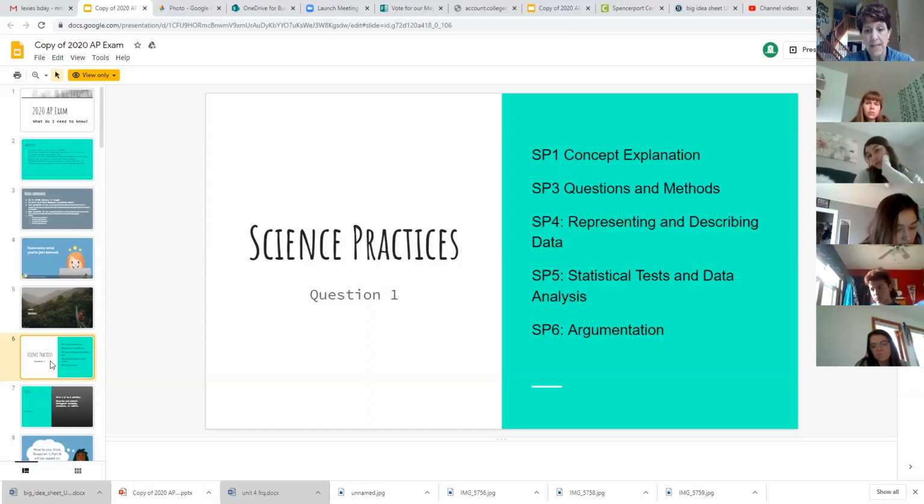Representing and describing data means that they have a data chart or a graph, and maybe they'll have you, like the next one, the analyzing, maybe they'll have you calculate a rate, or maybe question how good the data is based on error bars. The more error bars there are, the less confident you are in that data.